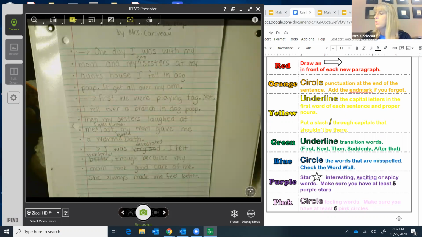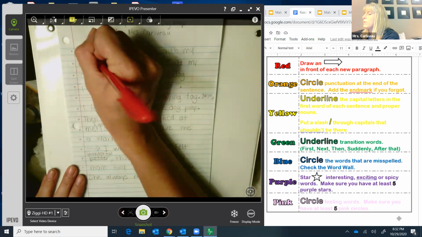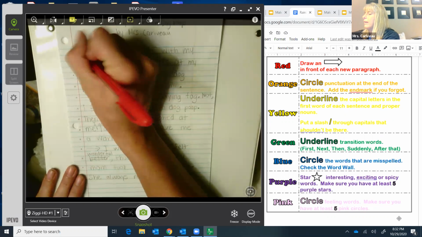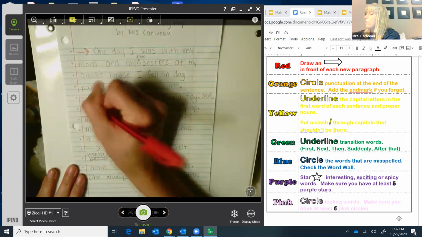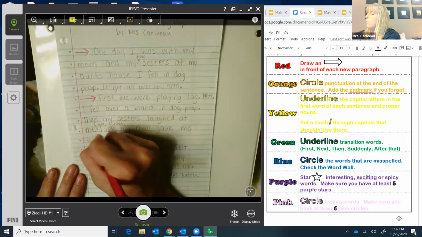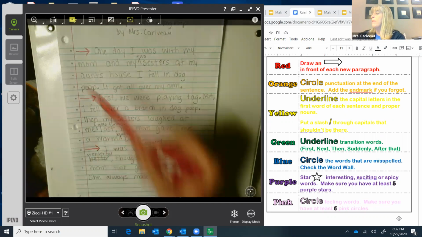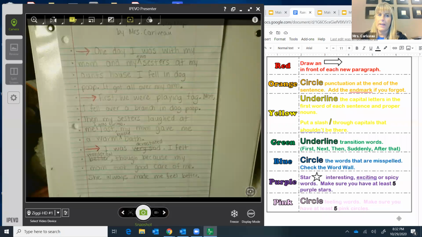So the first thing I'm going to do is red. I'm going to draw an arrow in front of each new paragraph. Well, I already drew an arrow when I was pre-writing and when I was drafting, so it's easy to do that now. When I go to publish, of course, this red arrow won't be in my published copy, but it will be there to help me remember to indent there. I got to move in with those. So I'm all done with red. I should have 3 red arrows for this story.